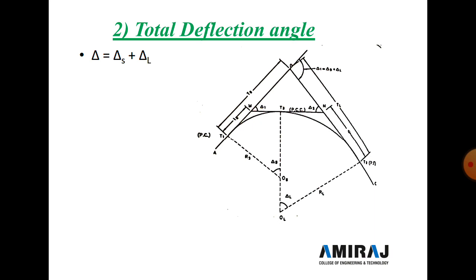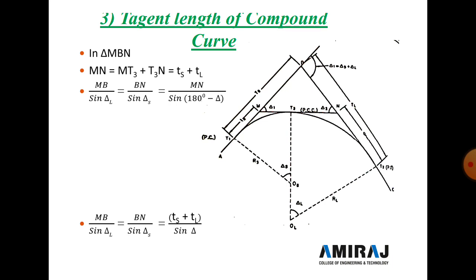Next is the total deflection angle. The total deflection angle delta is equal to delta S plus delta L. Next is the tangent length of the compound curve. In triangle MBN, this triangle, MN is equal to MT3 plus T3N, which is ts plus tl.